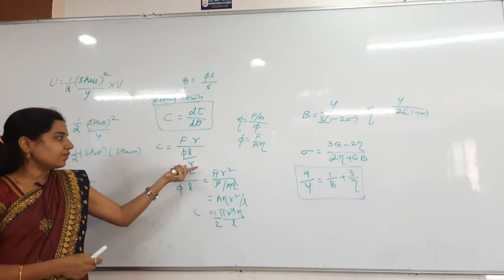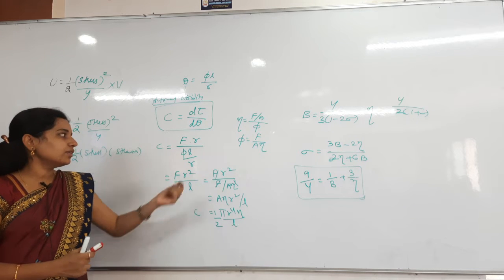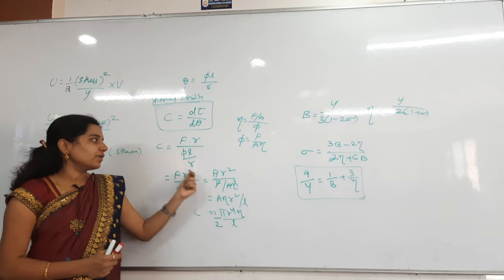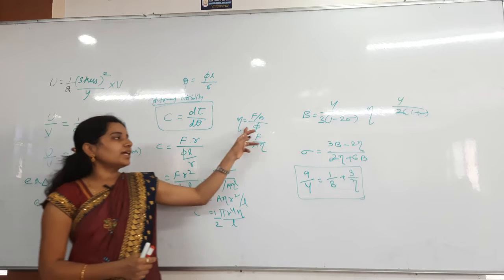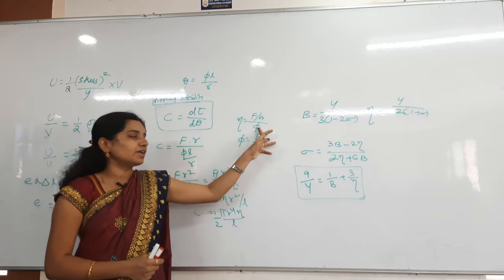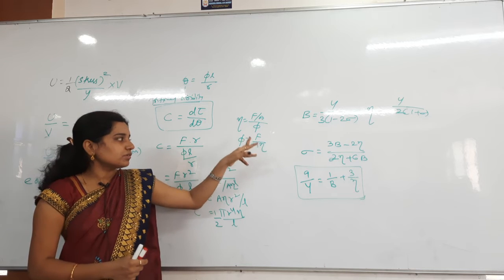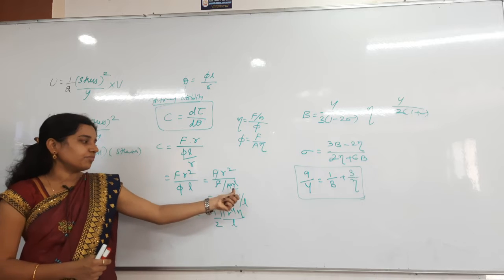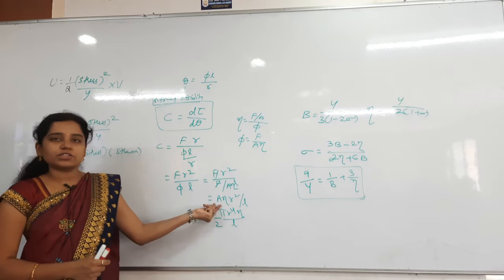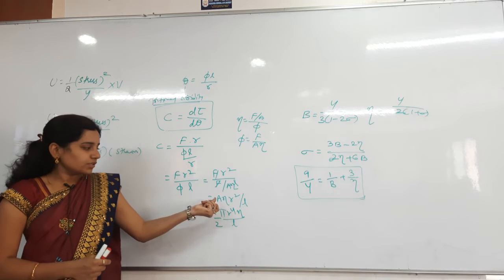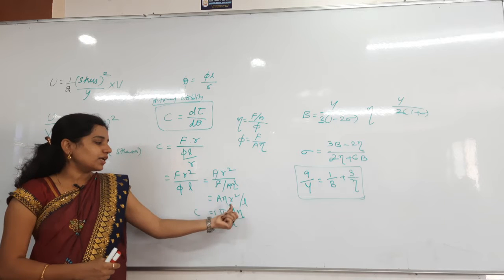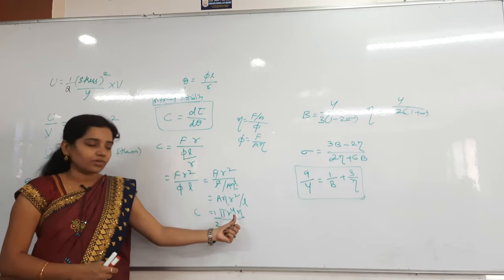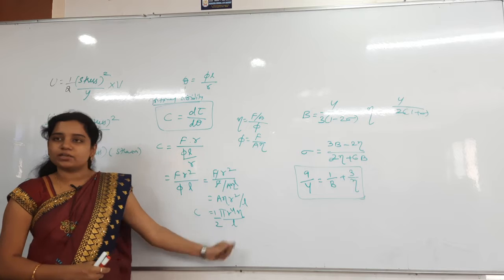From that we got F R square divided by phi L. What is the phi formula? Nothing but neta equals, what is the formula? F by A divided by phi. Then phi equals F by A neta. That is what I have substituted here. Phi is nothing but F by A neta. From that, area equals how much again? Pi R square. So pi R square neta into R square, how much will it be? Pi R power 4 neta, that whole divided by L.